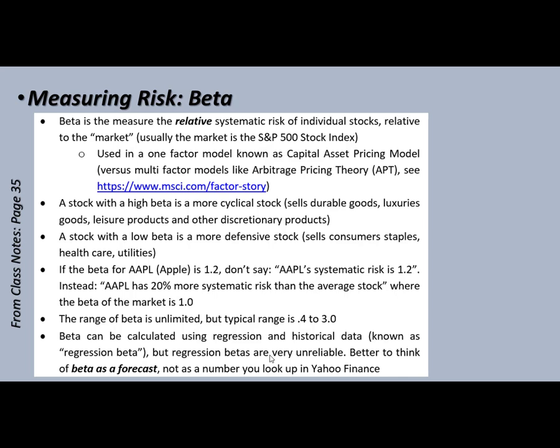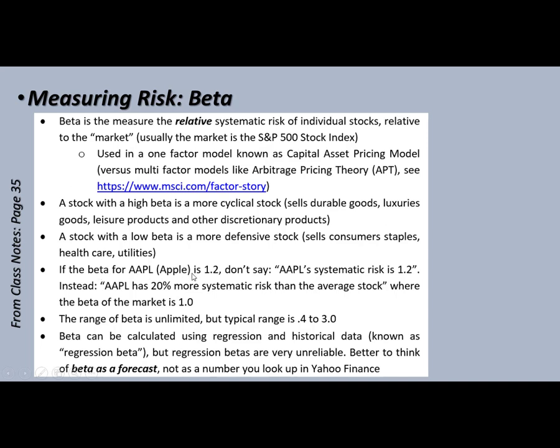I'm not saying CAPM is the only one out there. It's the one that's primarily used in undergraduate and even graduate school. A stock with a high beta is going to be what we call more cyclical, things like durable goods and luxuries. A stock with a low beta is going to be defensive. They sell consumer staples, healthcare, grocery stores, utilities.